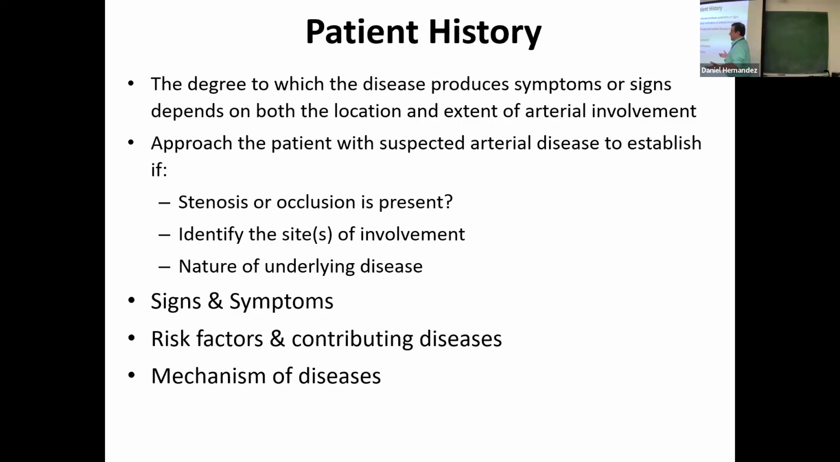Typically, the more severe the patient's symptoms are, the larger the extent of vessels that are involved. Maybe there are multiple vessels involved. So in approaching a patient with suspected arterial disease, we have to establish: is that vessel just narrowed? Is there just stenosis, or is it completely occluded, completely blocked? We identify the sites of involvement and the nature of the underlying disease. Again, we're going to assess risk factors that could contribute to the disease, and understand the mechanisms of atherosclerosis and peripheral arterial disease.